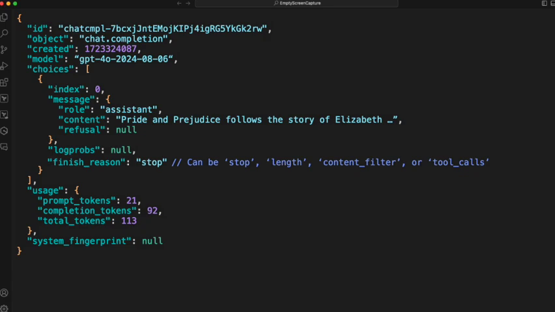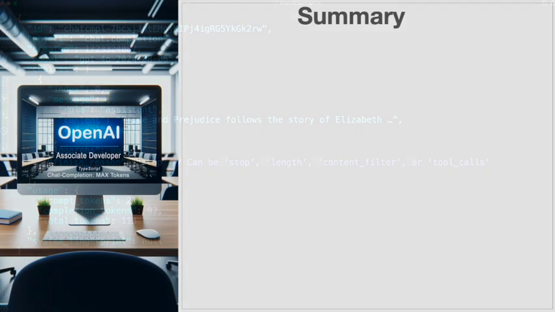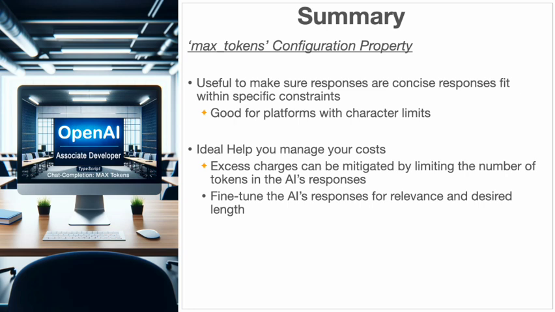Using the max tokens property is particularly useful in scenarios where you need concise responses that fit within specific constraints or when generating content for platforms with character limits. By effectively using the max tokens property, you can fine-tune the AI's responses to be concise, relevant, and within a desired length, thus enhancing the overall user experience.